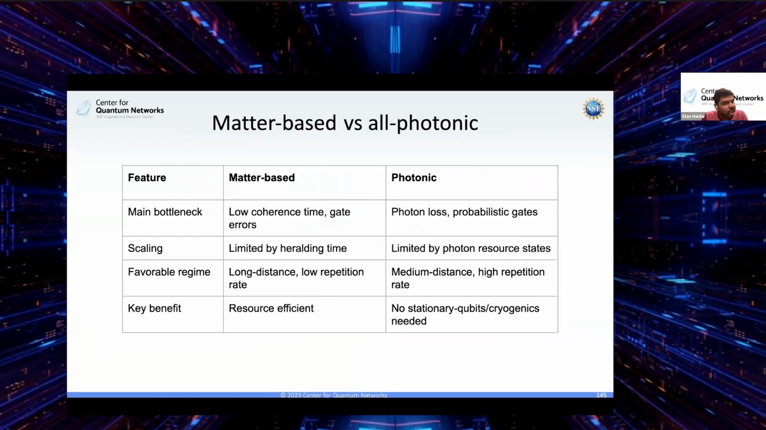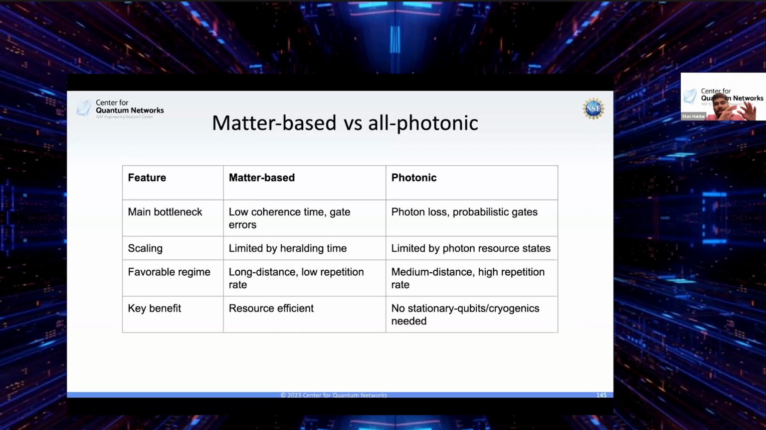architectures, and you see that the main bottlenecks are typically different. For matter-based schemes, because everything relies on the quantum memory, you want very high coherence times and you want very low gate errors. Whereas for the all-photonic scheme, it's really photon loss which is your biggest problem, and the probabilistic gates that you have to do when you generate the graph states, when you do the heralded entanglement generation, and so on. So the scaling in the matter-based scheme is also determined by the classical communication time and its relation with the coherence time.